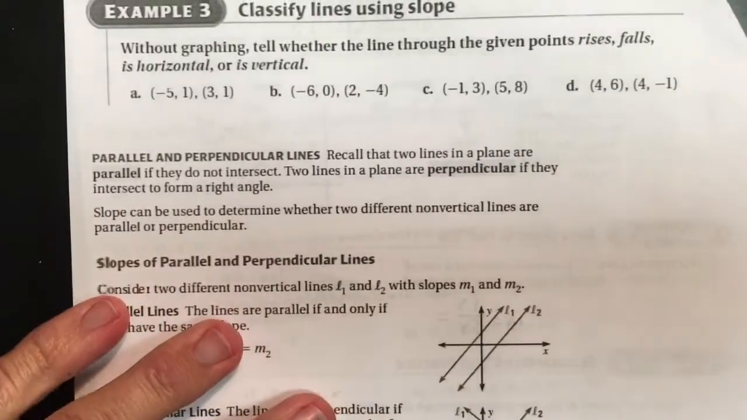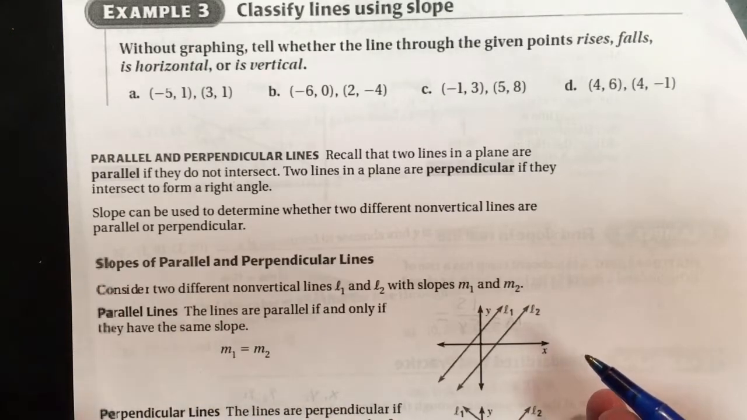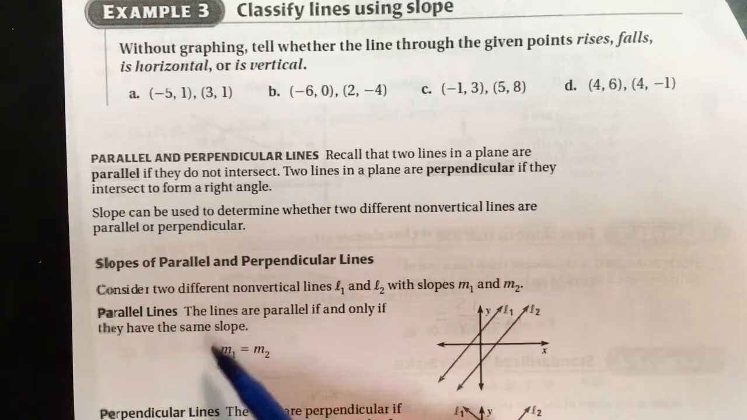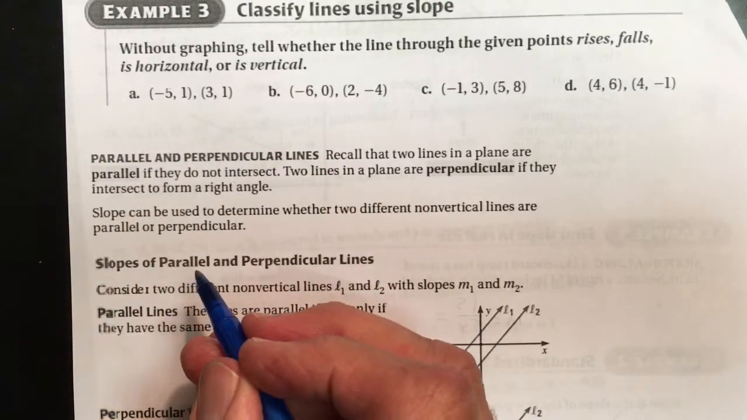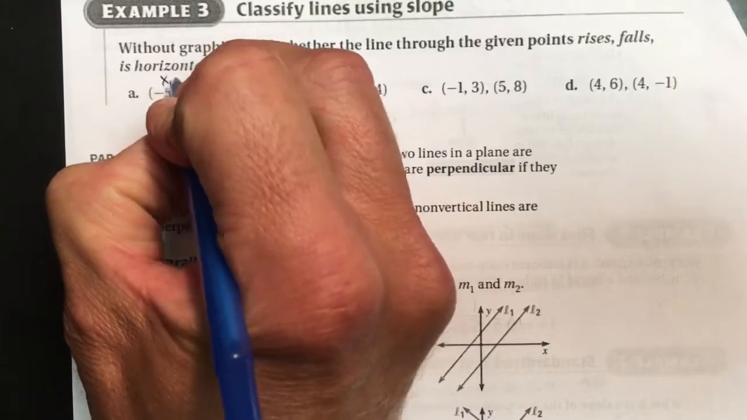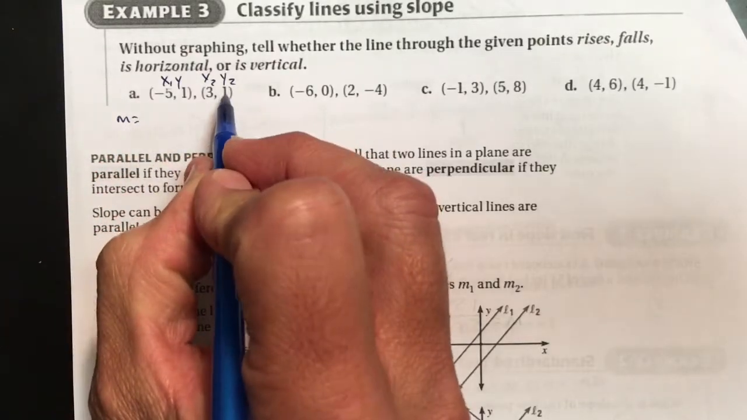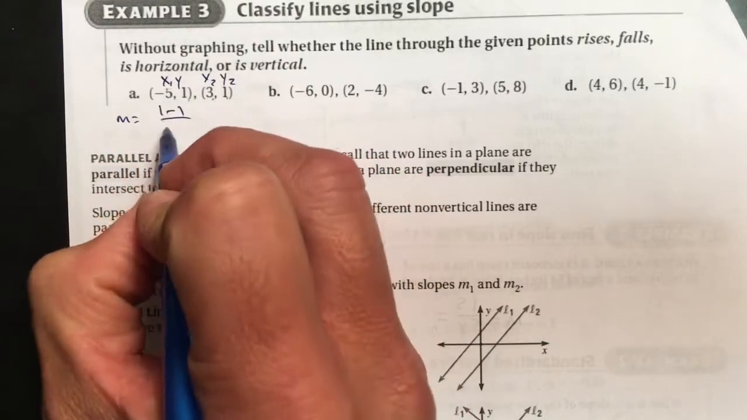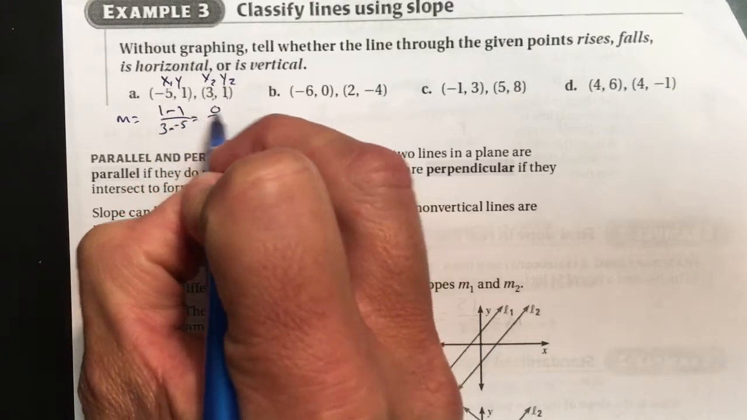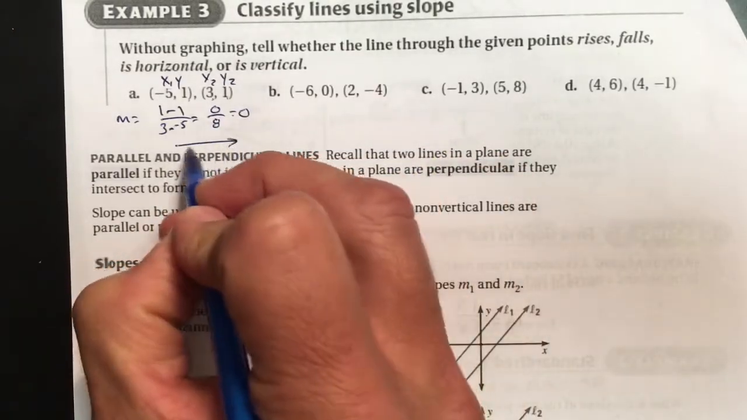Let's try some examples with this on page 2. Example 3. They give us pairs of points, and we'll find the slope of all of these, all 4 of them, and then we'll classify whether it's rising, falling, horizontal, vertical. I think they give us one of each of the samples. I'll label the first one with x1, y1, x2, y2, but once you do enough of these, you don't need to do all that. X1, y1, x2, y2 into the formula. M equals 1 minus 1 over 3 minus negative 5. That equals 0 over 8. 0 over anything is 0. That's a horizontal line. Slope of 0.